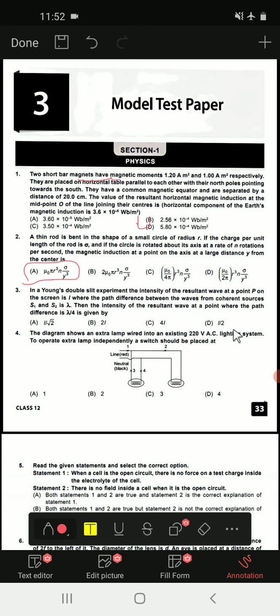The correct answer is option D, that is I by 2.